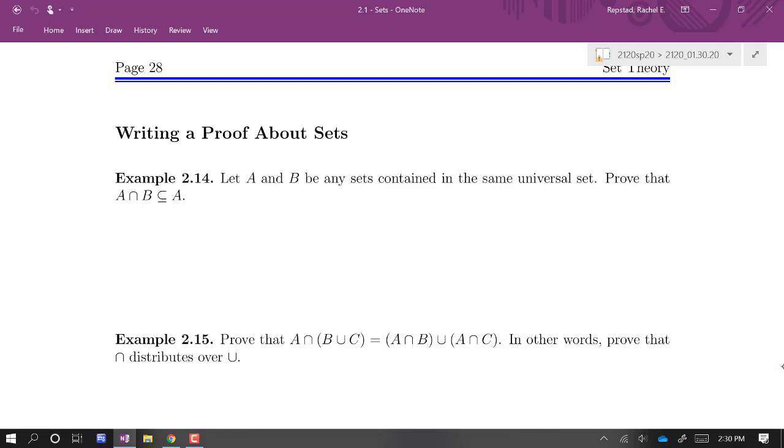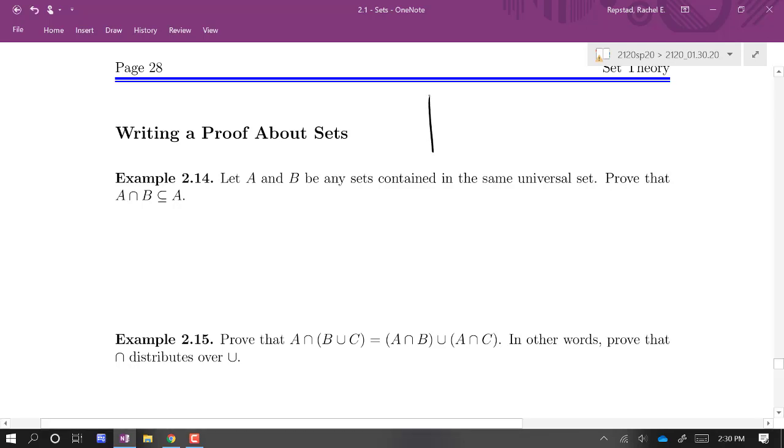containment. Writing a proof about sets is usually showing that one set is contained in another or that two sets are equal. And of course, if you're showing that two sets are equal, you're just showing containment in both directions. So the basic type of relationship that we try to establish when we're writing a proof is containment. And here's one example that's pretty quick. We'll let A and B be any sets contained in the same universal set. We're going to prove that A intersect B is contained in A, is a subset of A.